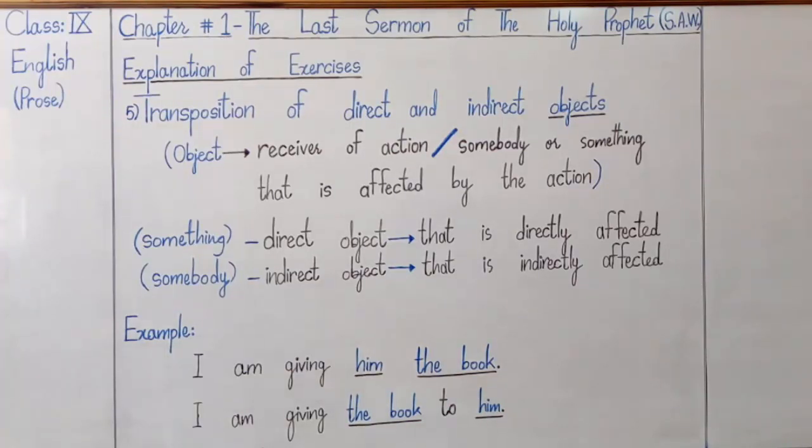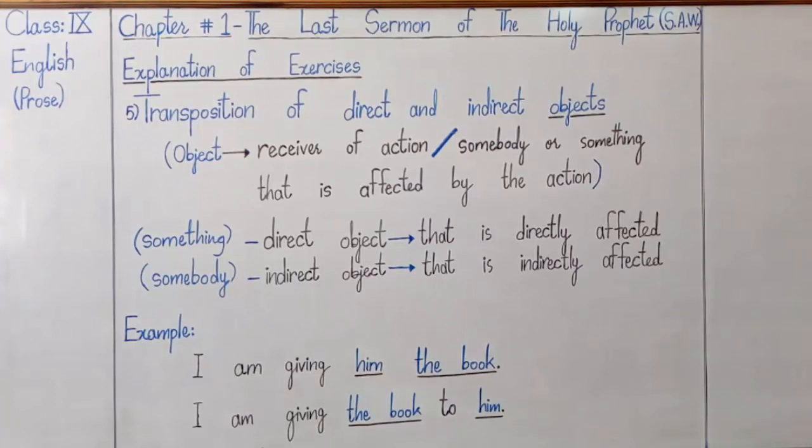So now you need to remember, whenever we use direct object first, like the one in the second sentence written on the board, the book, and then we use the indirect object, we use to in between. Otherwise, if you are using indirect object first, like the one written on the board, I am giving him the book, and we use direct object later, the book, in the first sentence, we don't use any preposition.